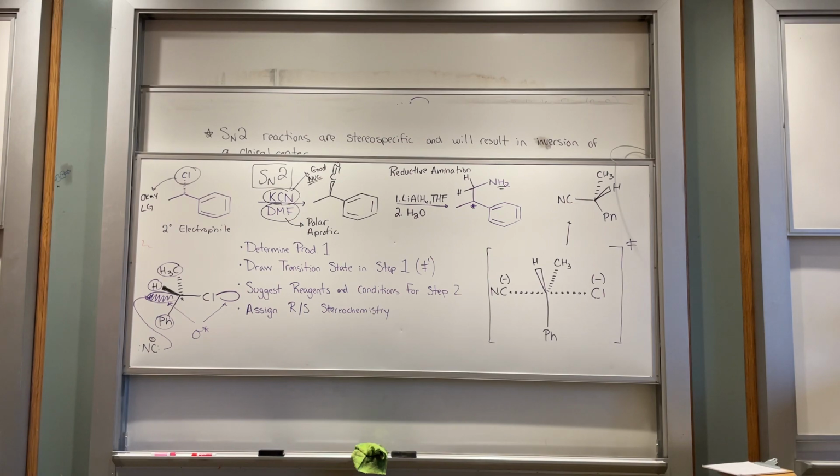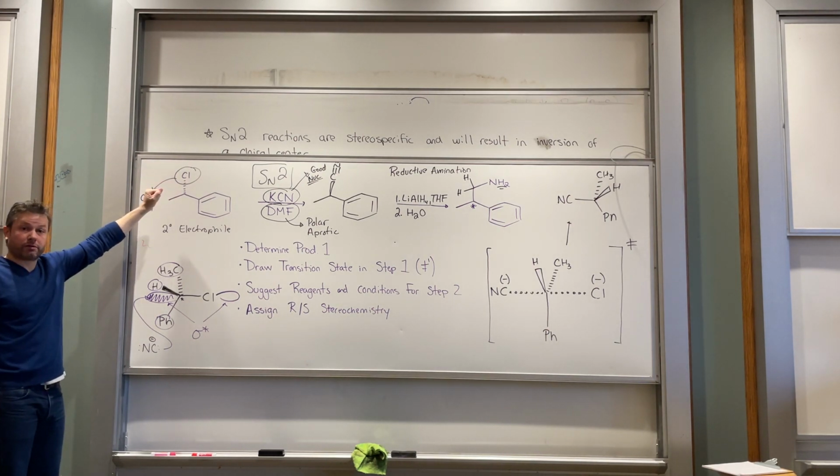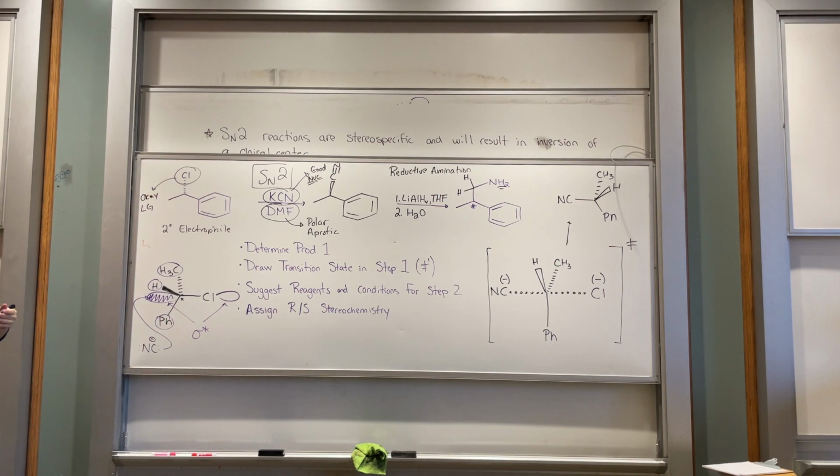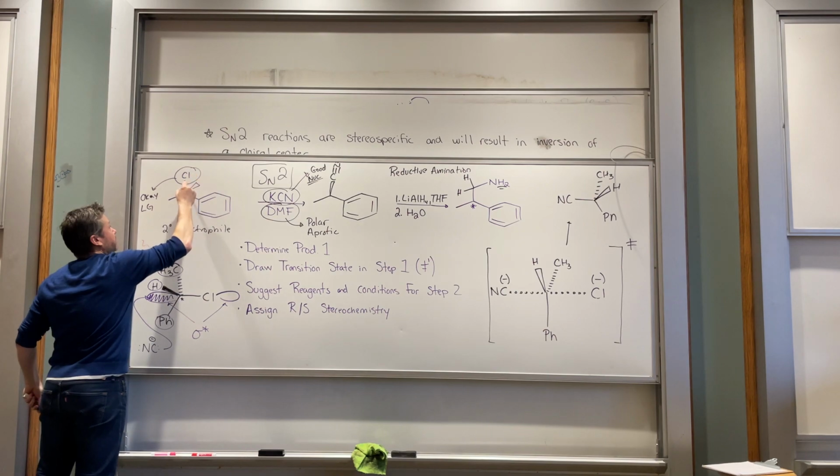All right, and then the final one is assigning R and S stereochemistry. Cal, do you want to tackle this one? Right, so why don't we start with the starting material? The first thing we'll do is assign priority. So how would we assign priority? I'll put all of the atoms here.